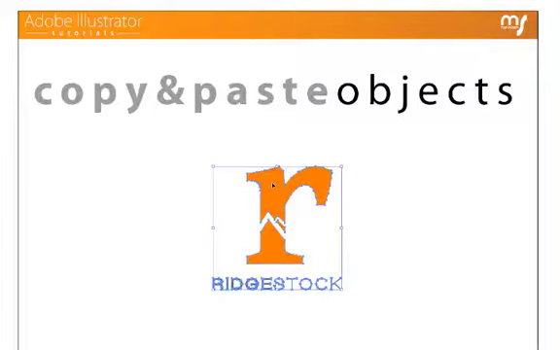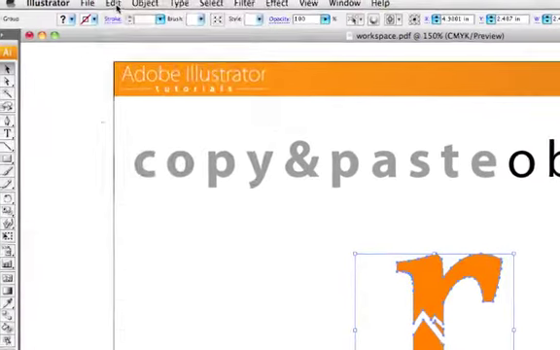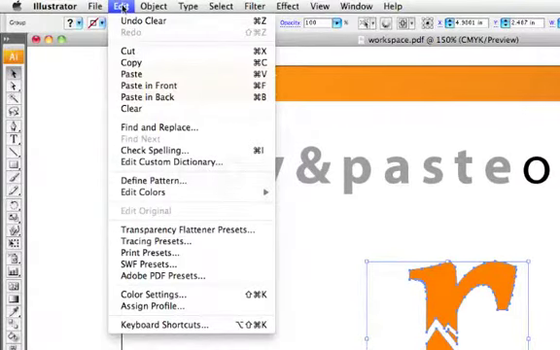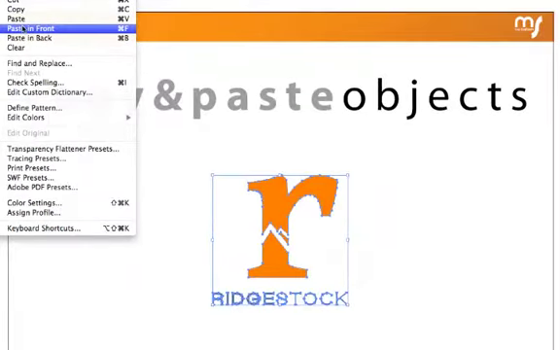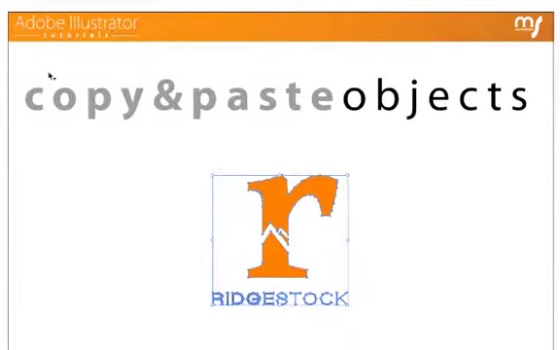So I'm going to go ahead and click on the object. I'm going to hit Command-C to copy. And then I'm going to go up to my menu bar at the top, and I'm going to go to Edit, and I'm going to click on Paste in Front. Now you can't see it, but this has pasted the logo right on top of itself, and it's on top now because we said paste in front.